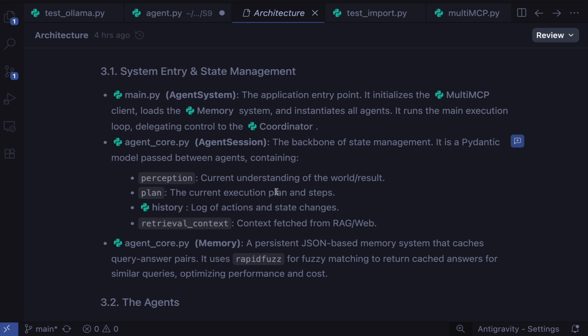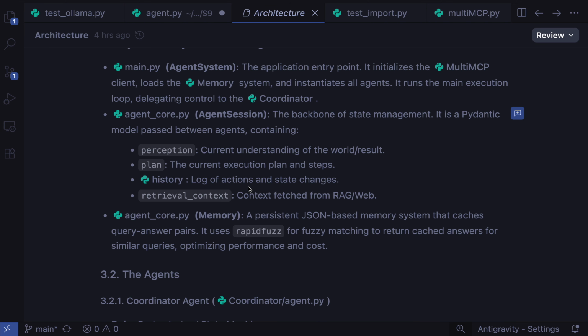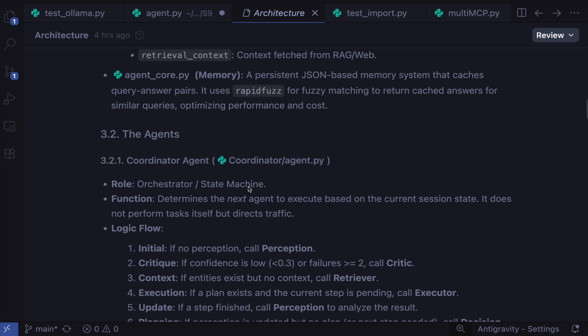We have an agent system which initializes the multi-MCP, the memory system, all the agents and the coordinator. We have an agent session which maintains the session throughout the query, like multiple times it goes to perception, decision, trying to get the right answer. So it maintains the session and keeps the context ready in memory. And then we have a memory, as I was talking about, which uses FAISS to store and find a similar or same query which has been asked in the past.